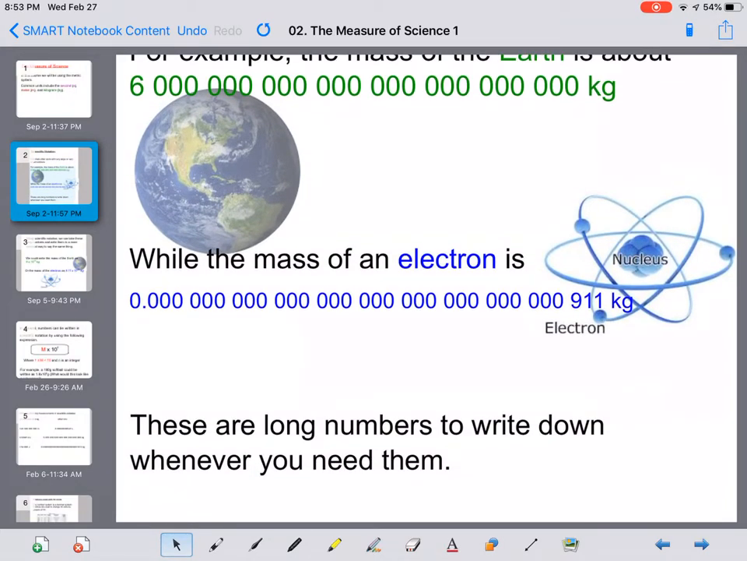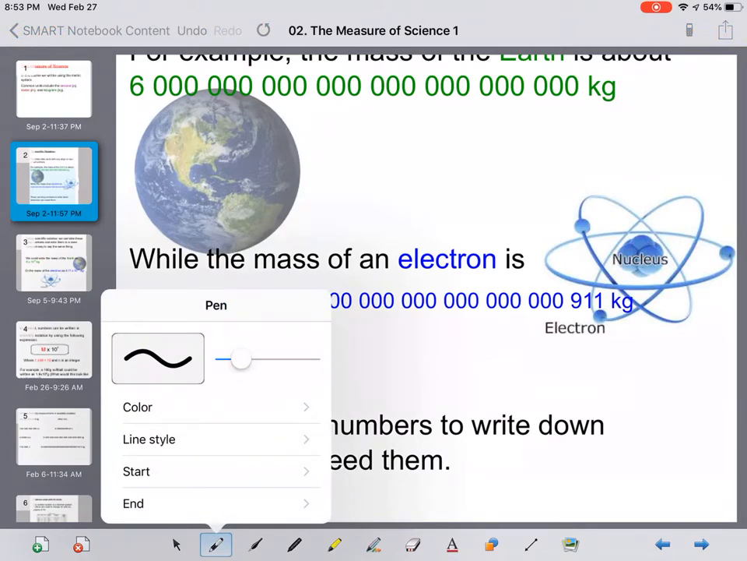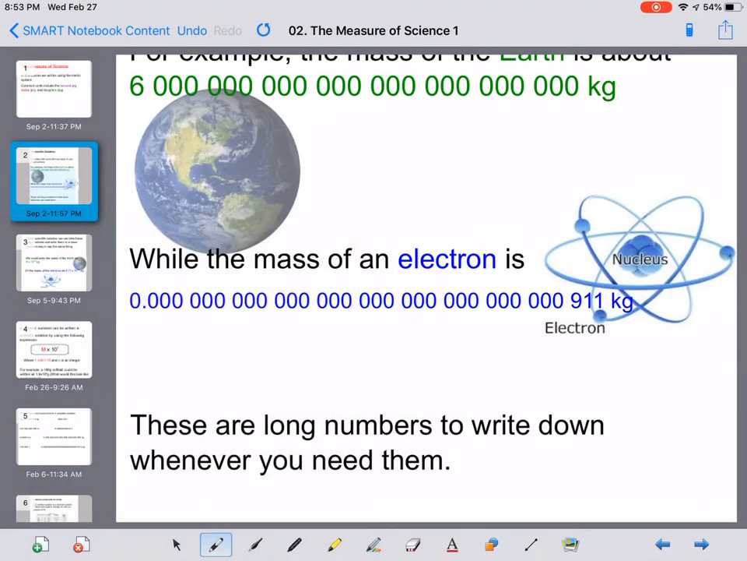The second spot is going the opposite direction. It's saying that if we had the mass of an electron, it's really small. So you can see how many zeros show up after the decimal in this case. And if you take a peek, we've got the decimal right here, and then that many zeros running after the decimal. So obviously these numbers are really long to write down whenever we would need them.